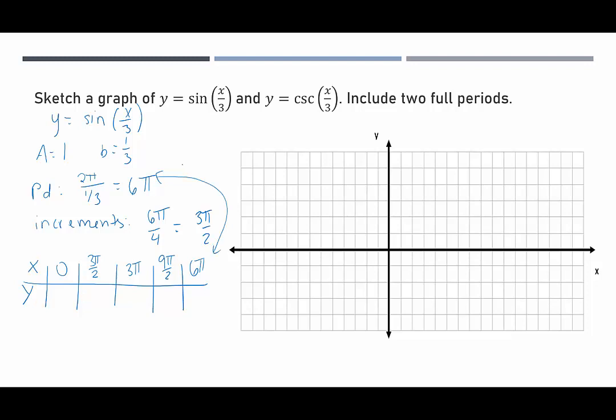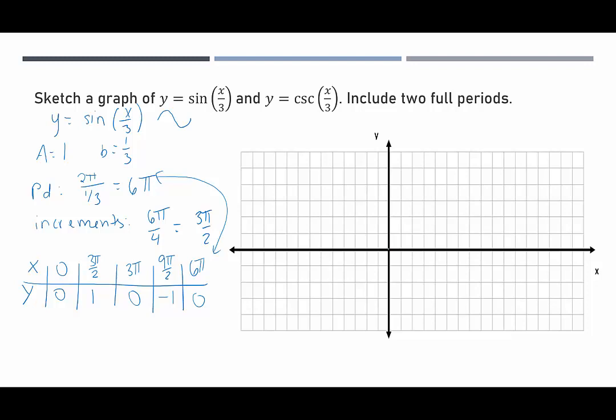All right, what are the corresponding y values? This is a sine. Sine starts at the midline, goes up to the top, back to the midline, down to the bottom, back to the midline. Since the amplitude is 1, we're going to start at 0, 0, go up to 1, back to 0, down to -1, back to 0. Let's sketch a graph of this sine, and then we'll look at the cosecant next.